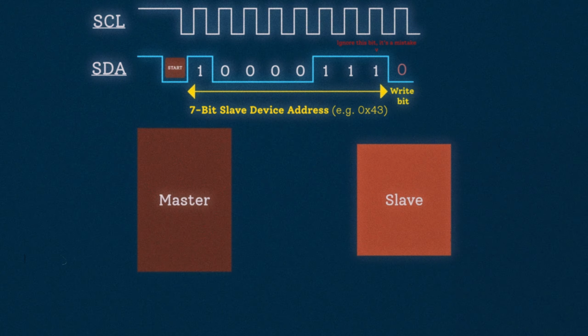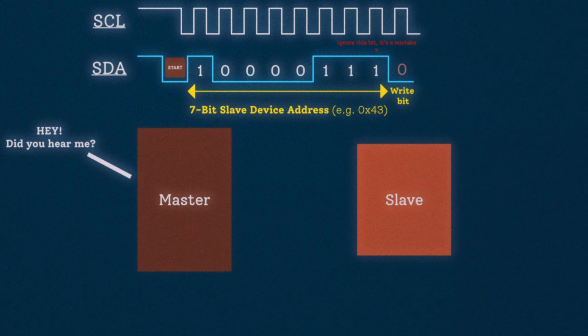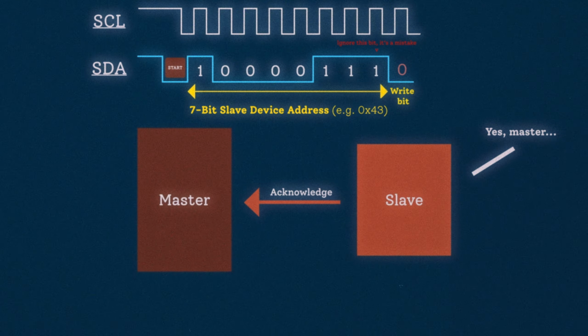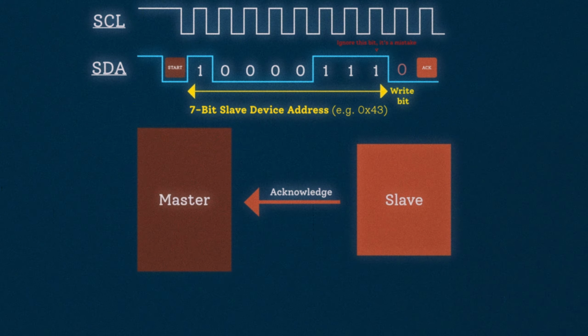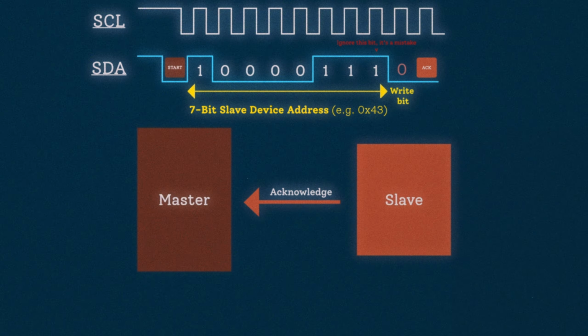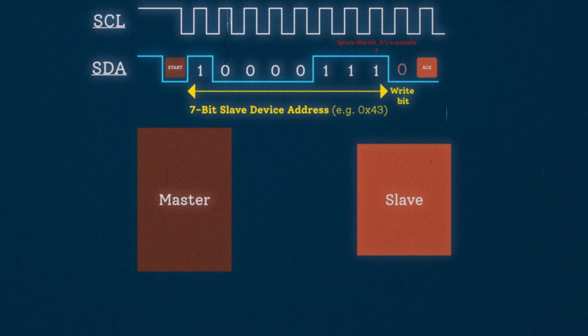Now the master needs to make sure that the slave heard them, so they'll release the serial data line to the slave, who will send back an acknowledgement signal by pulling the serial data line low. This acknowledgement has to happen every time the master sends a byte of data to the slave. You see, the master is very insecure and needs to make sure that the slave has heard every single byte they're saying. Once the slave has sent the acknowledgement, the master will take back control of the serial data line.